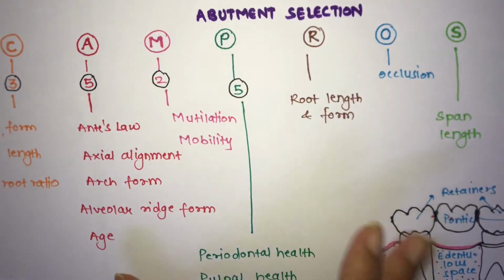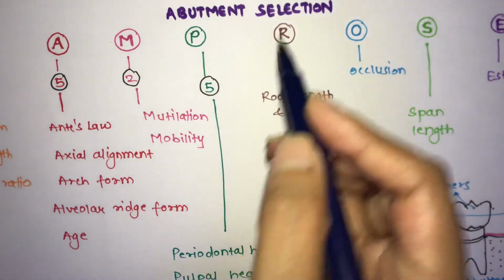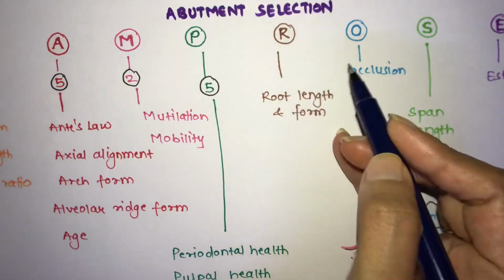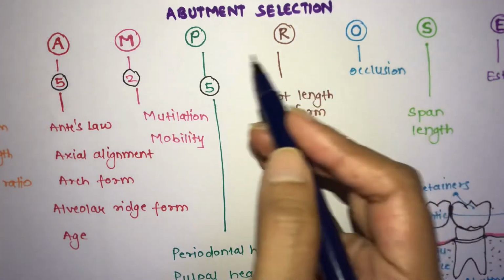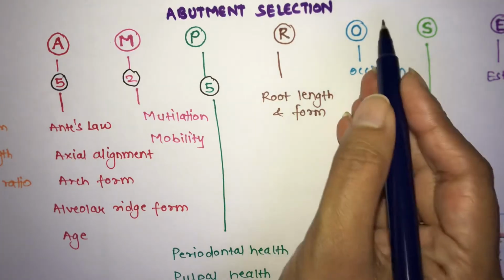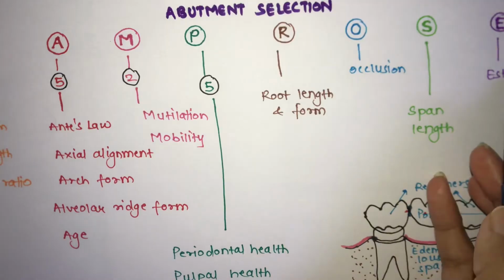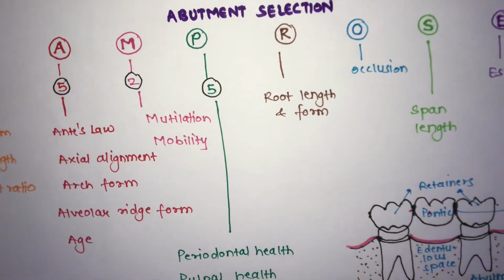We have seen earlier that there are 19 factors. So the remaining 4 are R, O, S, E, with 1 factor for each letter. R is for root length and form, O is for occlusion, S is for span length and E is for aesthetics. So these are your factors for abutment selection.